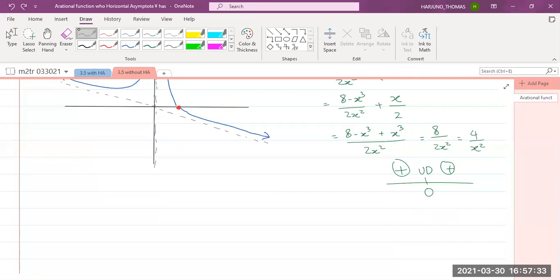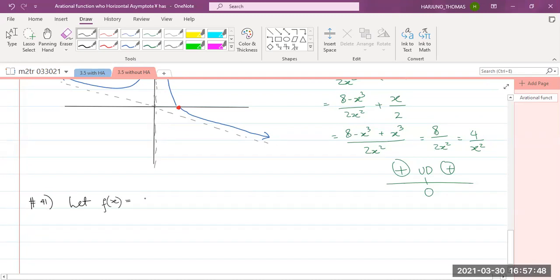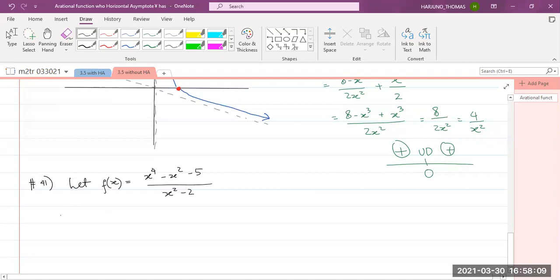What happens if we have a curvilinear asymptote? That's if the degree on the top is at least 2 more than the degree at the bottom. Let's say, for example, number 41. Let the function f(x) equal (x to the 4th minus x squared minus 5) over (x squared minus 2). Now, the question for number 41 only asks to find the curvilinear asymptote. So that's what I will do first. Okay, what is the curvilinear asymptote?